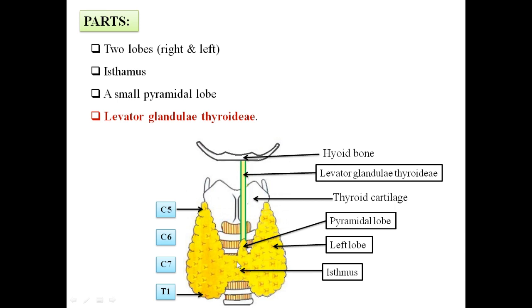The superior border of the isthmus gives rise to the small pyramidal lobe. The fibromuscular band that extends from the pyramidal lobe to the body of the hyoid bone is called the levator glandulae thyroideae.